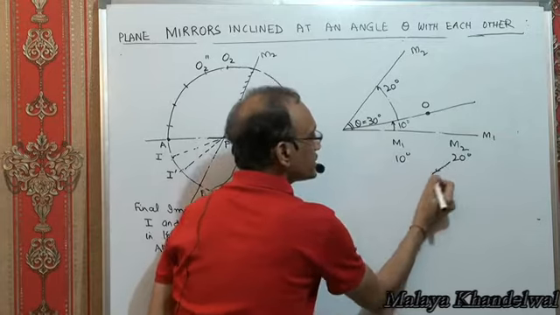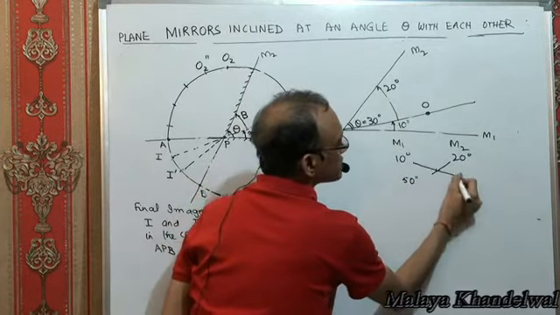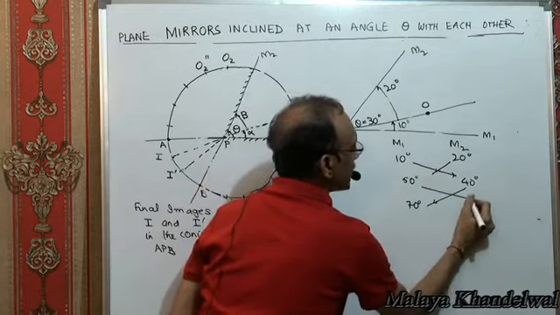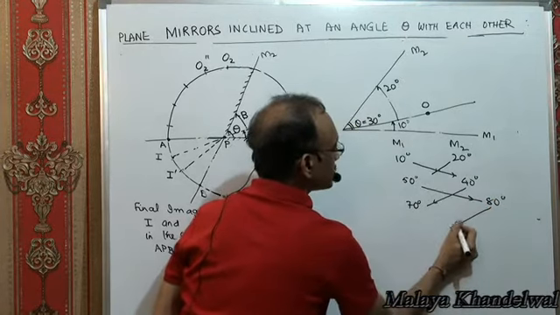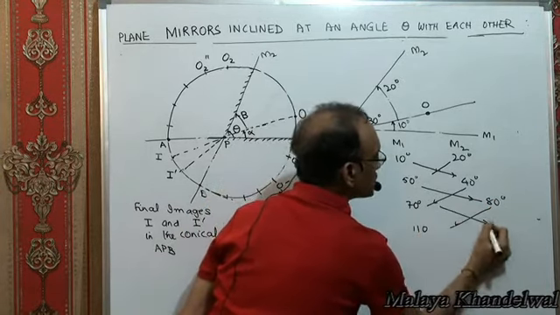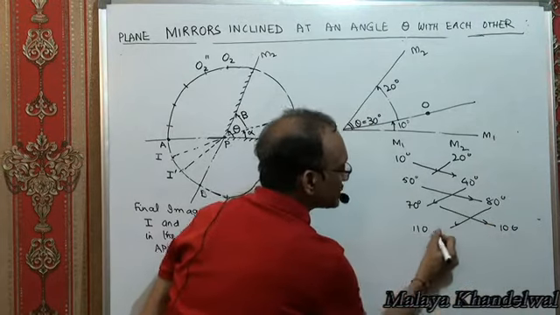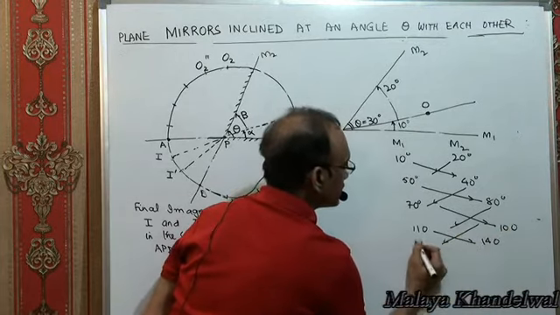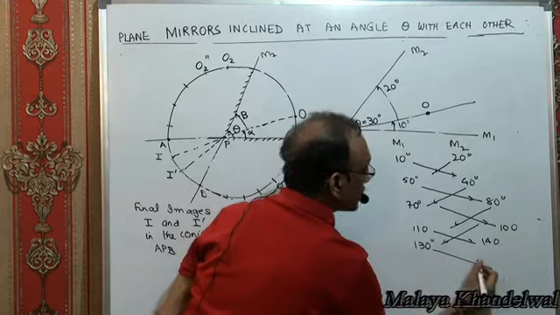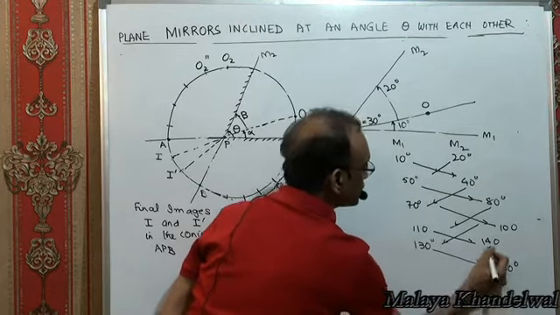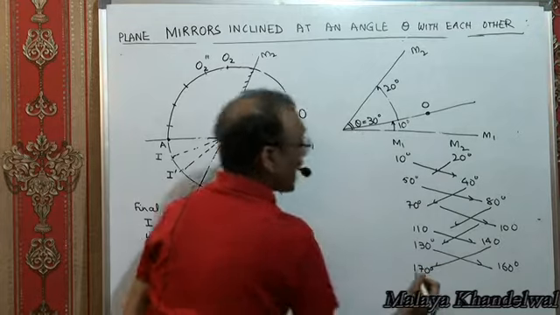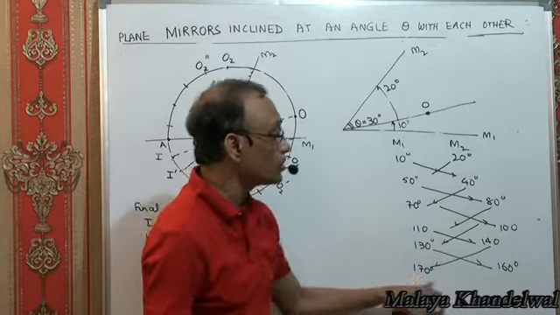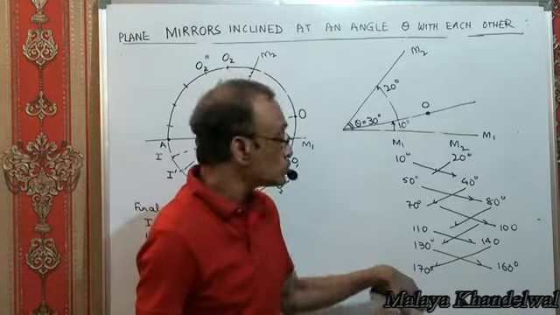So I add 30 to this, I get 50. I add 30 to this, I get 40. Then I add 30 to this, I get 70. I add 30 to this, I get 80. Then I add 30, I get 110. Then I add 30, I get 100. Then I add 30, I get 140. Then I add 30, I get 130. And then I add 30, I get 160. I add 30, I get 170. And I can't add any further, right? Because if I add 30 more, these angles will exceed 180 degrees. So I'll have to stall the process.